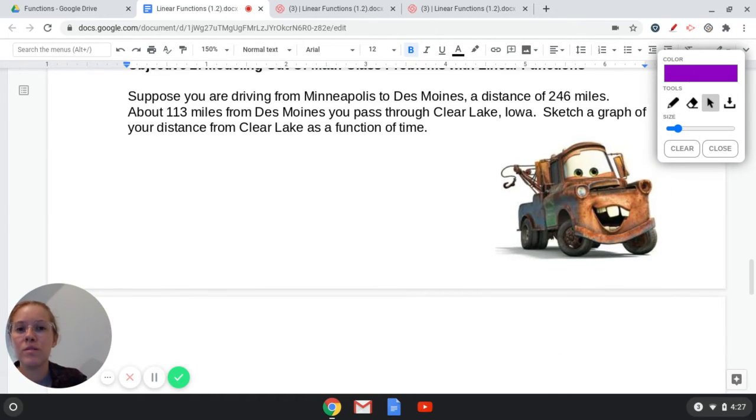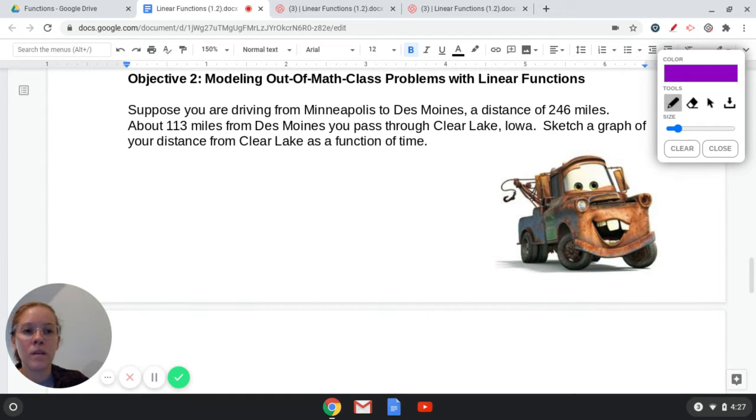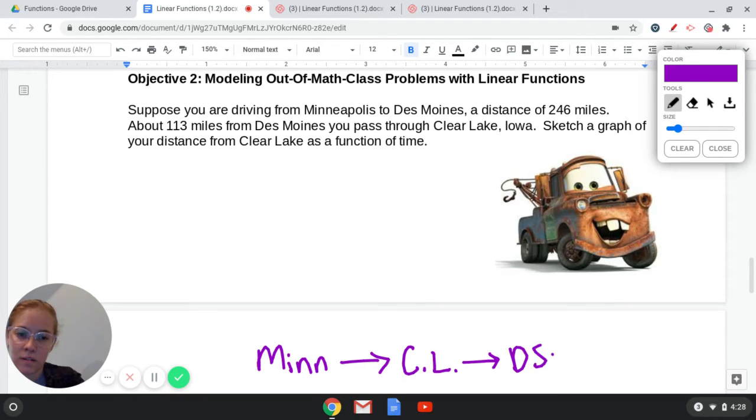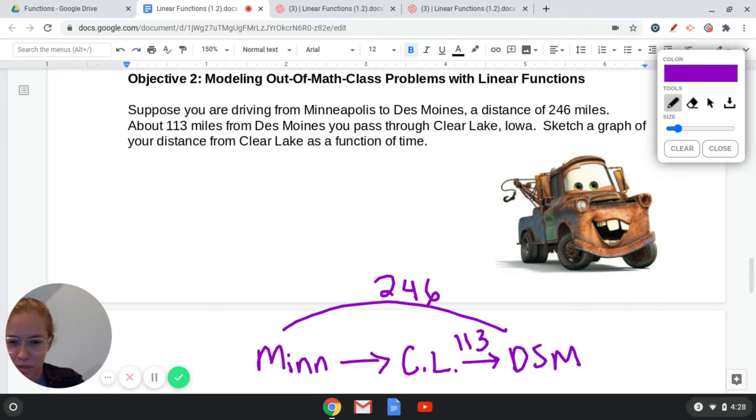So let me throw this up a little bit. Okay. I'm just going to sketch this down here. We're going from Minneapolis, we go through Clear Lake, and then we go to Des Moines. This total distance is 246 miles. Let's see, 113 miles away from Des Moines. So this distance is just 113, which makes this distance 133 miles.